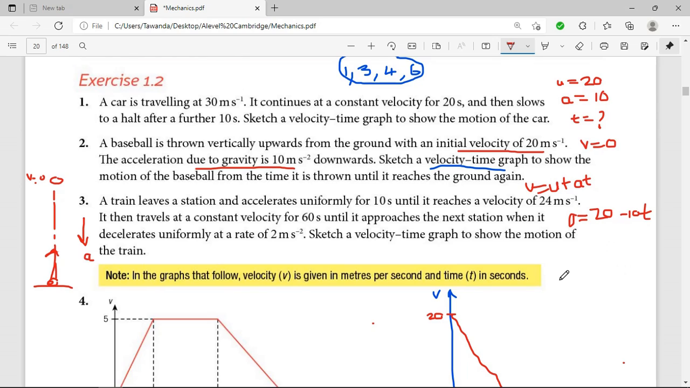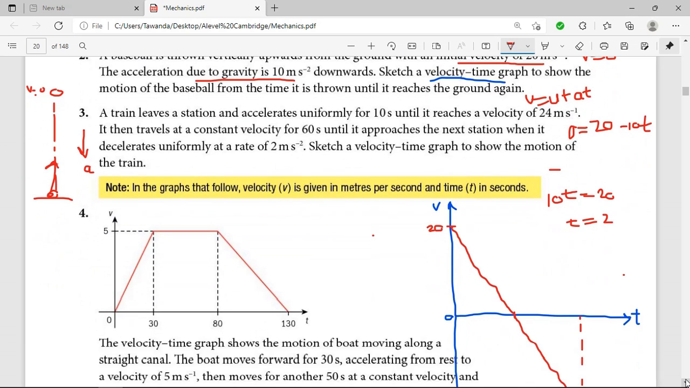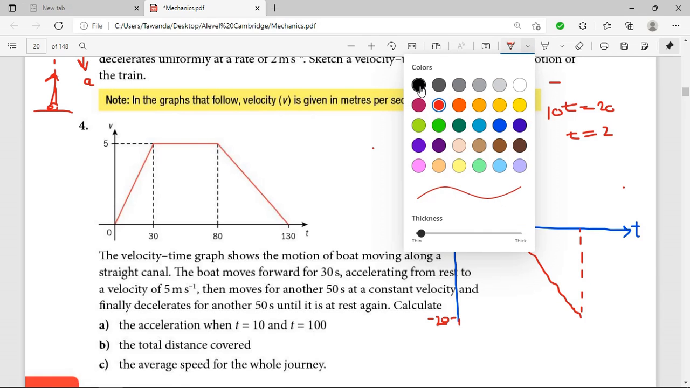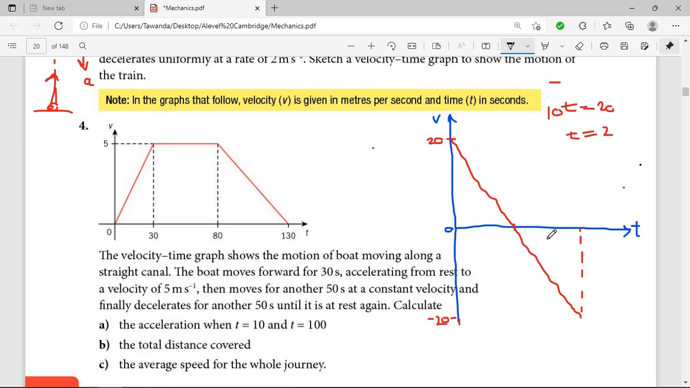Then if you take this to this side, you are going to see that we have 10t. 10t is equal to 20. Then we divide each term by 10. Then our time will be equal to what? Is equal to 2. This is the time to reach the maximum height. So we have 2 here.